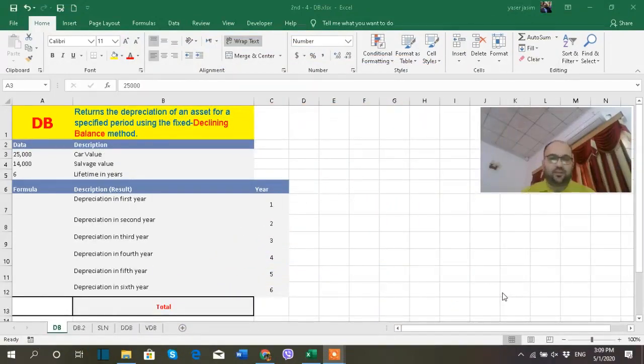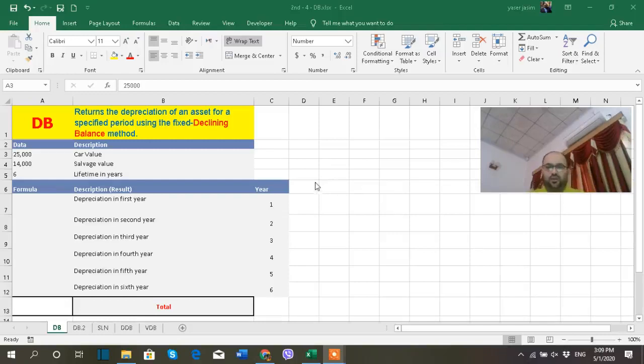Today in this lecture I'm going to give you two other financial functions in Excel, which are the DB function and the SLN function. Both of them are used to calculate the depreciation of any asset, a car, land, a machine, whatever, during a lifetime or a period of time. All that we're going to see in the DB function and the SLN function.